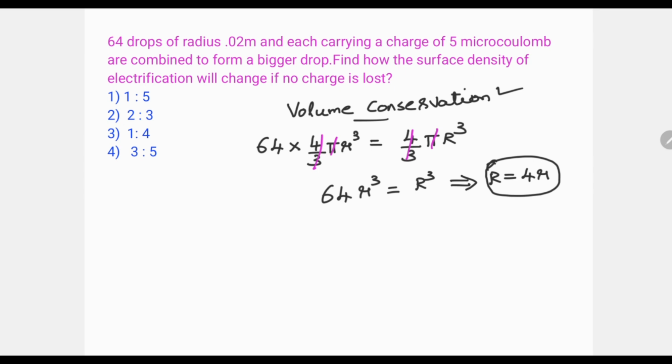Now, they are talking about surface charge density. Find how the surface density of electrification will change. That means before combining and after combining, what is the variation in surface charge density? That's what they are asking. So sigma initial, I am denoting it by sigma I. Charge density equals charge by area. So the charge is the initial charge on one drop. Initially 64 drops are there, and each drop contained 5 microcoulomb charge.